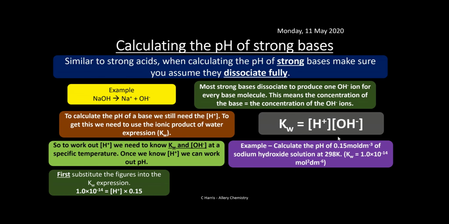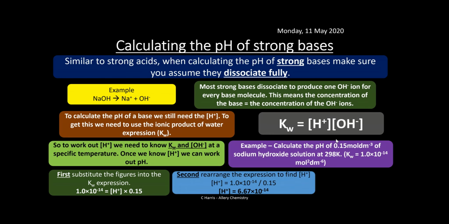And we've got the concentration of OH minus ions from here, 0.15, because we assume that sodium hydroxide fully dissociates to form the OH minus ions that we need. So secondly, what we need to do is rearrange the expression to find H plus. So the concentration of H plus is 1 times 10 to the minus 14 divided by 0.15, and that gets you a concentration of 6.67 times 10 to the minus 14. Okay, so we've got that.